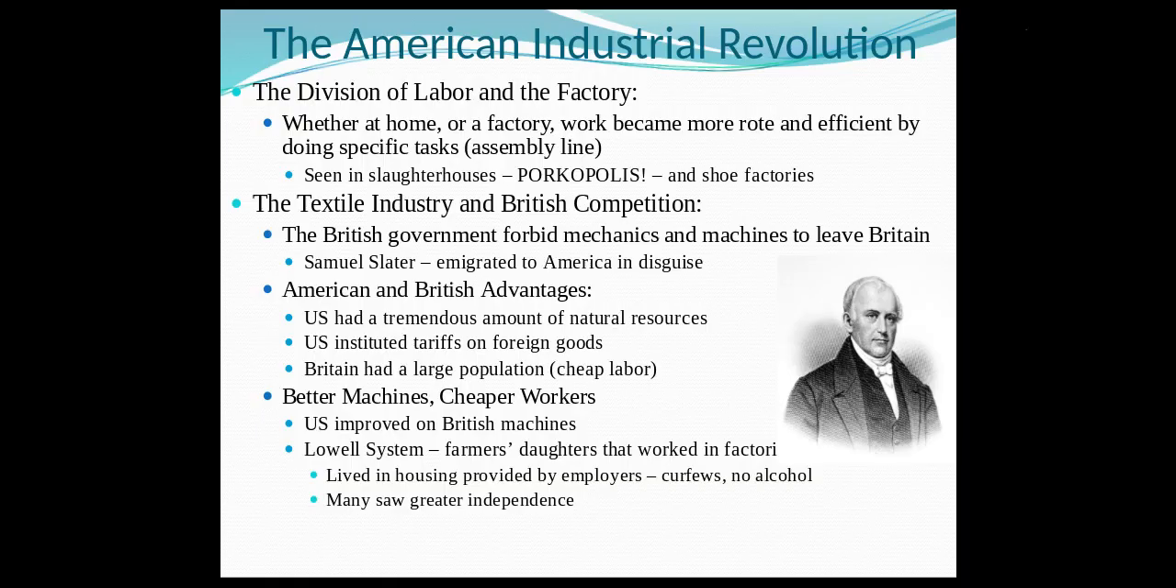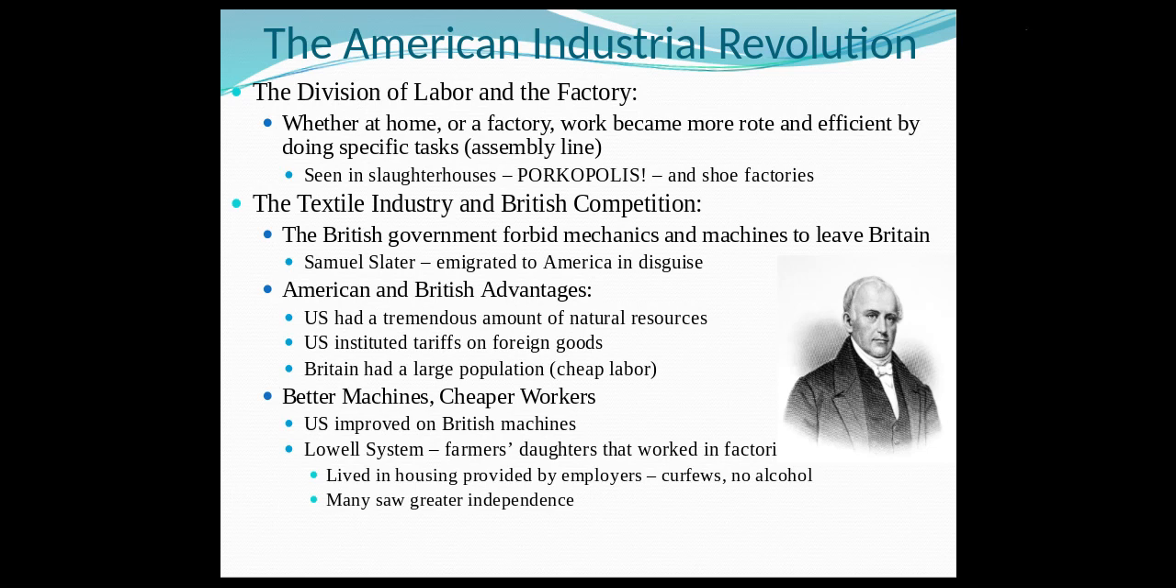I've talked to you about this in the early 1800s, sometimes known as the Second Industrial Revolution. Whether at home or a factory, work became more rote, meaning more repetitive, and efficient by doing specific tasks. We're getting assembly line type stuff. We first see this in slaughterhouses for animals such as pigs. You get Porkopolis, Cincinnati. You get shoe factories where somebody's doing the same thing every single day, very repetitive.